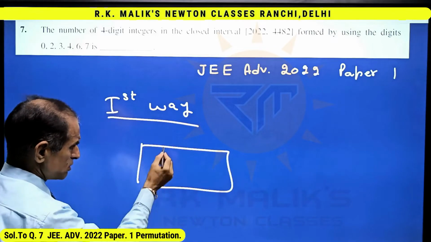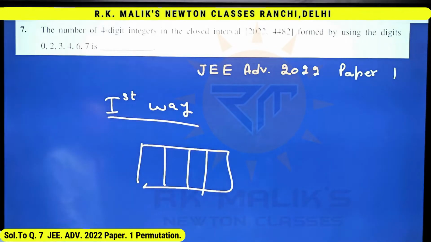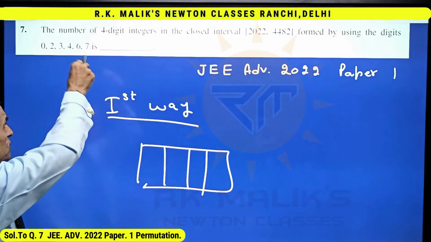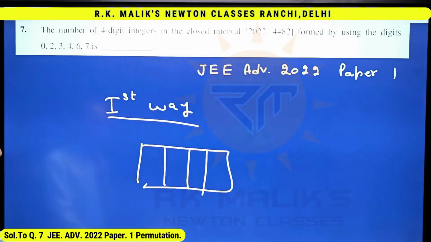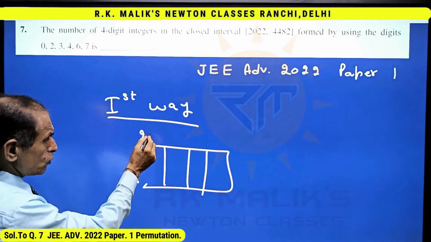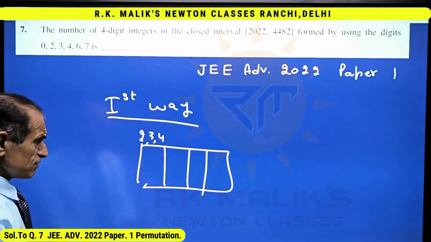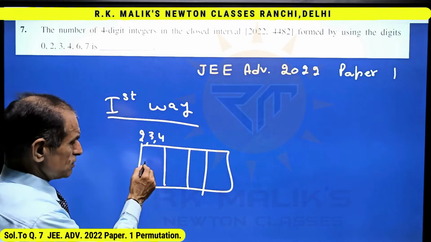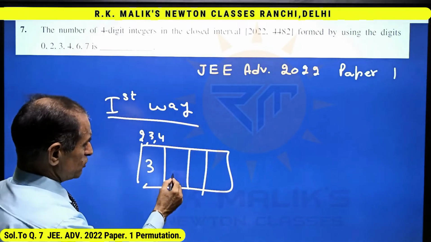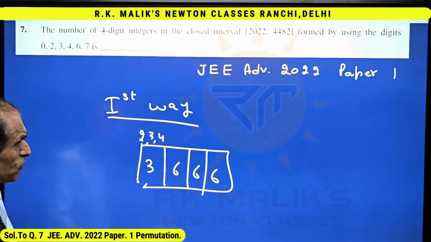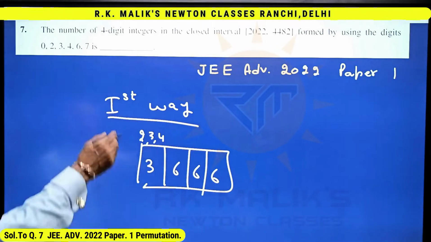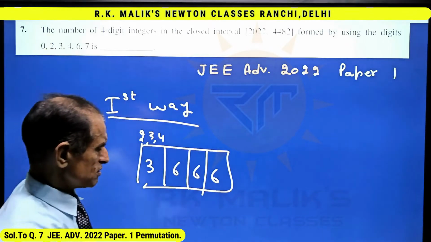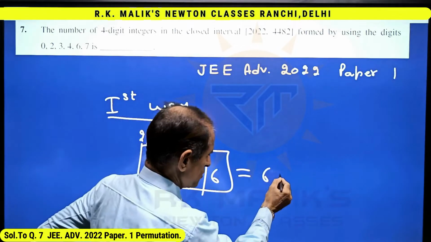First, let us find the number of 4-digit numbers which can be formed with the help of these digits. First of all, we find those 4-digit numbers which have 2 or 3 or 4 at the first place. The number of numbers in this case will be 3 into 6 into 6 into 6. Note that repetition is allowed and there are 6 digits. That is equal to 648.